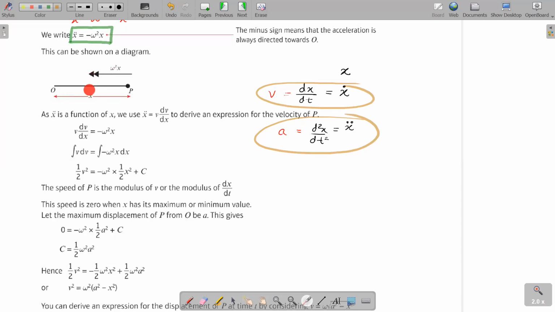So if you're moving away from the center, what does it mean? It means you will be slowing down. And if you're coming towards the center, it means you will be speeding up.